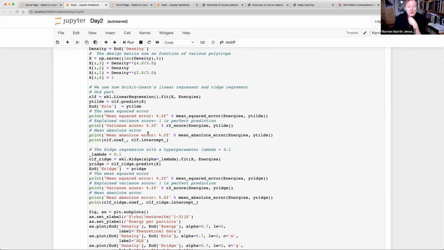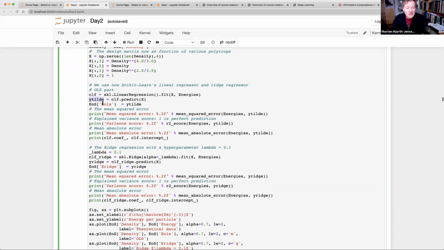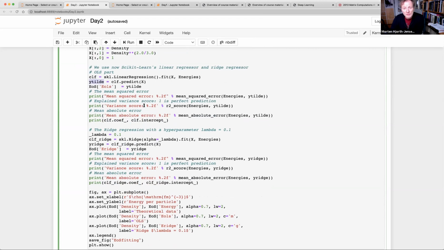The thing which I'm doing now is to use scikit-learn. So I take the linear regression functionality in scikit-learn, and I'm training on all the data sets which I have. So I give my design matrix, which I have set up, and then I take my targets, the energies, and that gives me now a prediction. That gives me the Y tilde, which is my model. And that's given by this predict function in scikit-learn. So my equation of state here is given by Y tilde. I can perform another type of linear regression, which is called ridge regression.